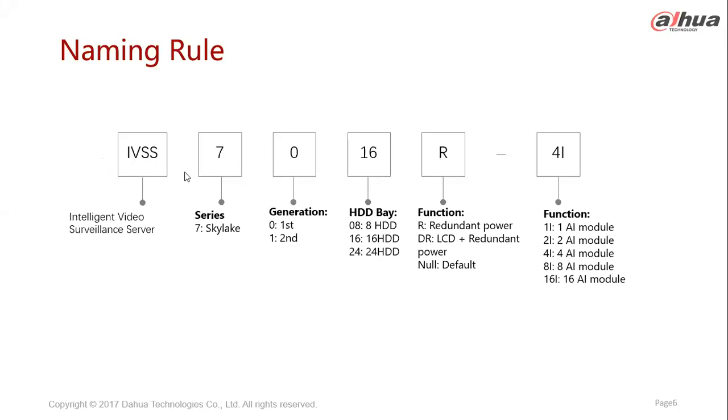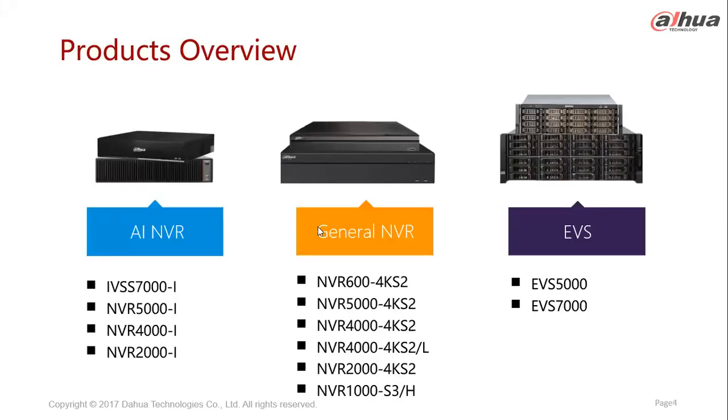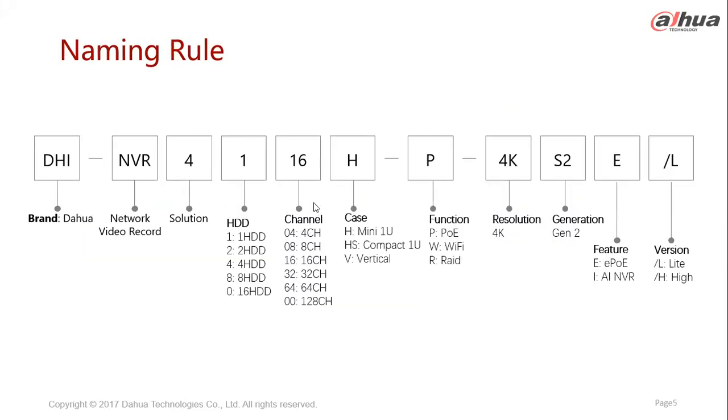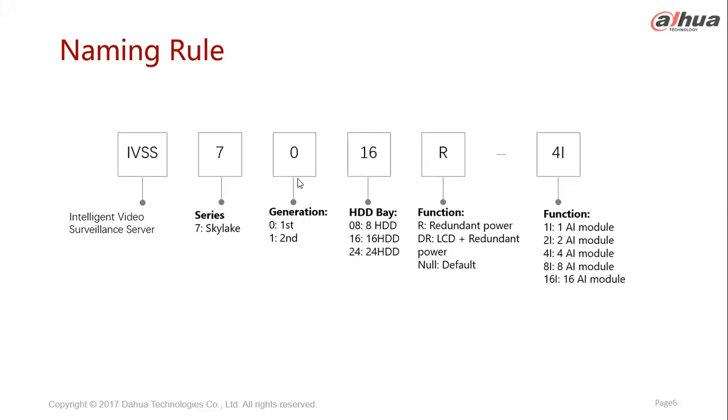Naming rule for the IVSS. Most series for IVSS begin with 7. Series 7 is Skylake generation. Then the number of hard disks: the second number is the number of hard disks, up to 24 HDD for IVSS.